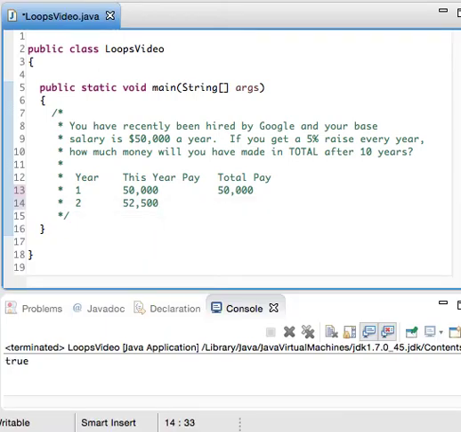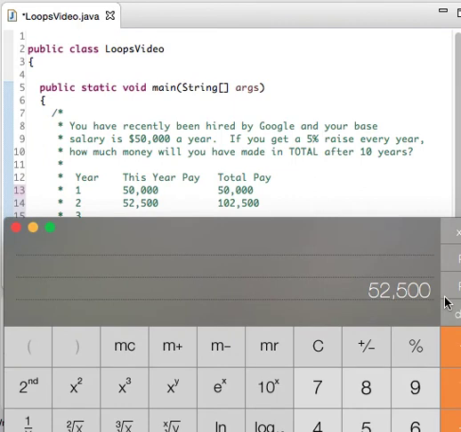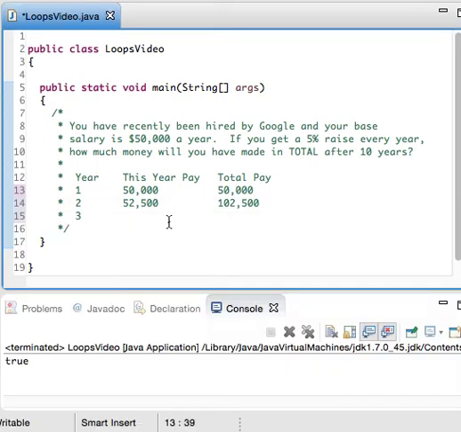What's interesting is at this point, our total pay will actually be 102,500 because we'll have to add the pay we had so far with the new pay. And one more year, I get another 5% increase. So I'm going to multiply this number times 1.05, which gives me 55,125. And then if I add this into the total pay, I'll be up to 157,625. Oh, I'm sorry, 625.